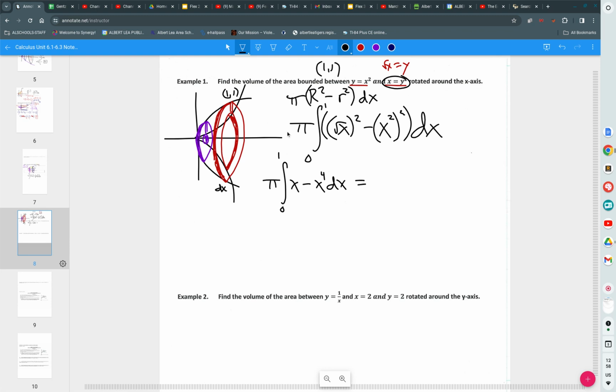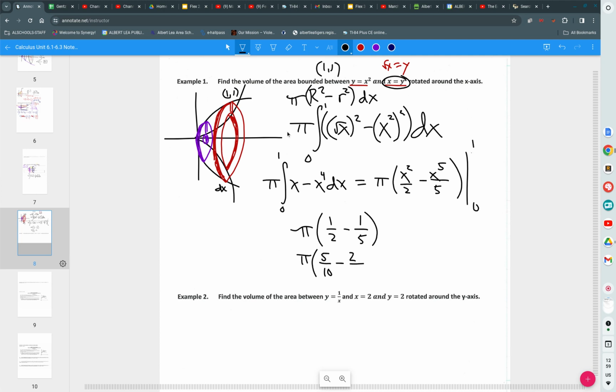And we take an antiderivative of x, and we get x squared over 2. The antiderivative of x to the 4th is x to the 5th over 5. And so we have pi times 1 over 2 minus 1 over 5, or pi times 5 over 10 minus 2 over 10. And I get 3 pi over 10.